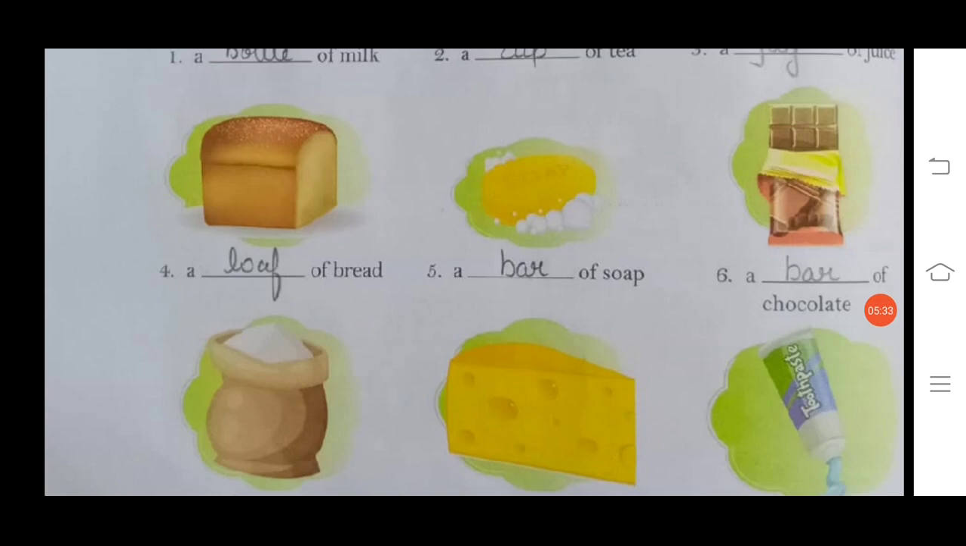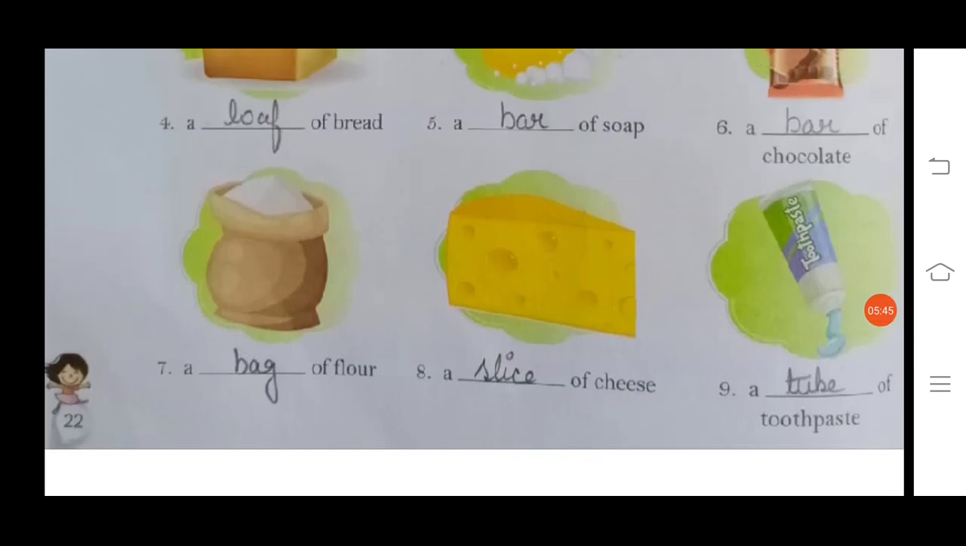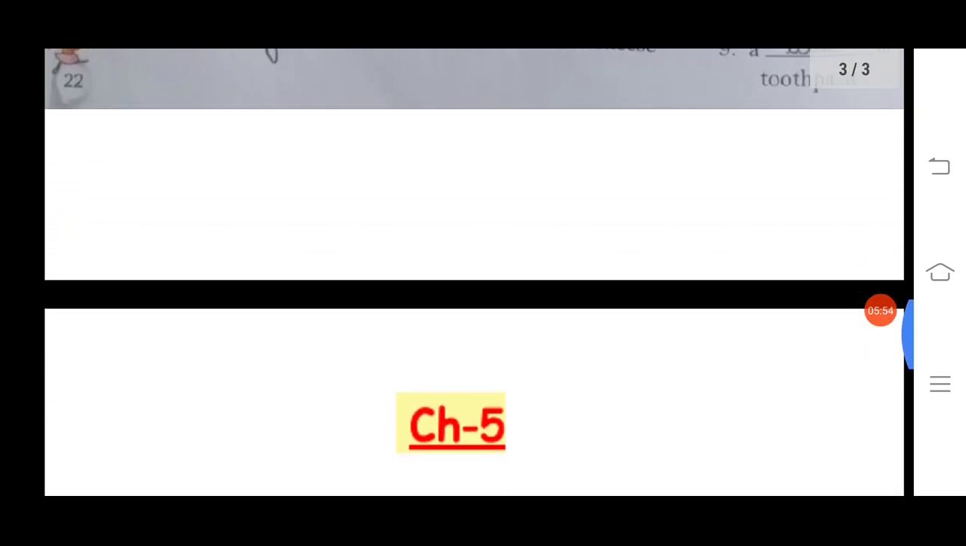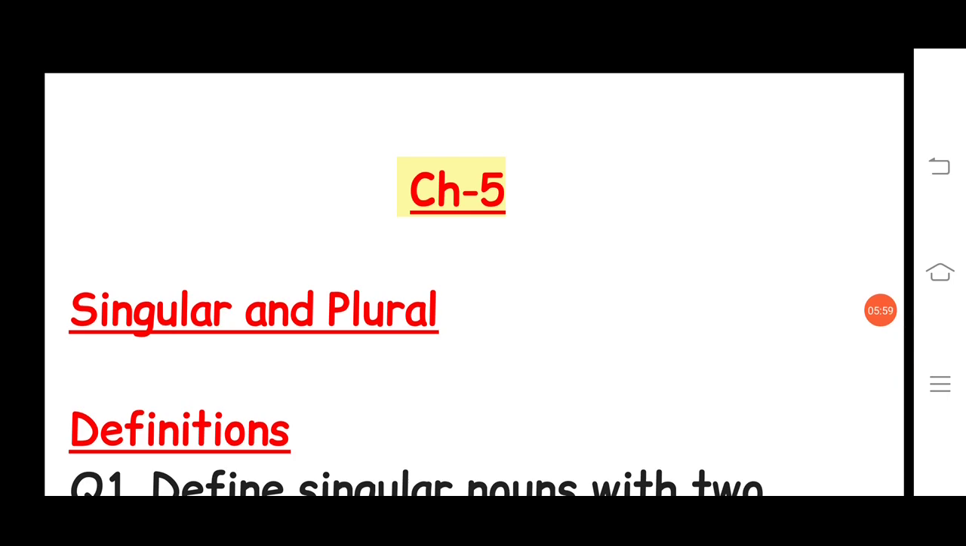Number 5, a bar of soap. Number 6, a bar of chocolate. Number 7, a bag of flour. Number 8, a slice of cheese. Number 9, a tube of toothpaste. Okay, there we have completed all the exercises of chapter number 5. After completing, all the exercises you will be doing in your book.